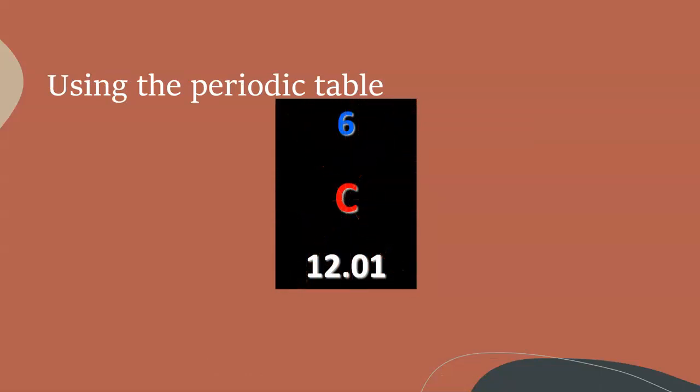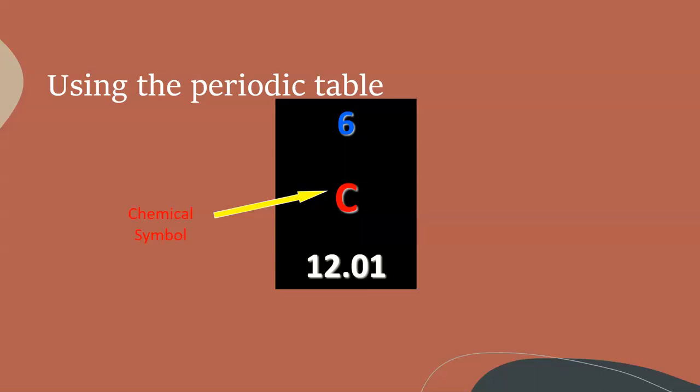Okay, let's talk about using the periodic table. If you came up to the periodic table, you would see something that looks like this. And the first thing you would find is the chemical symbol. So this is the chemical symbol for carbon. If we were looking at oxygen, the chemical symbol would be O. Nitrogen, N. Okay, calcium, Ca. So some of them have one letter, some of them will have two letters.